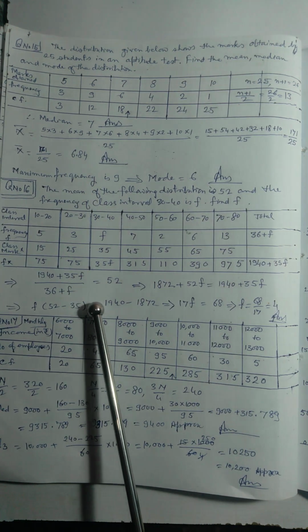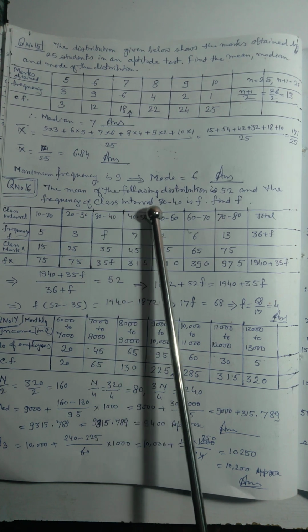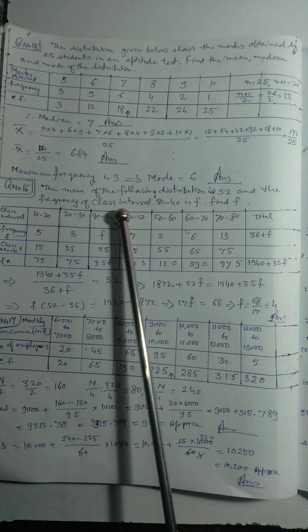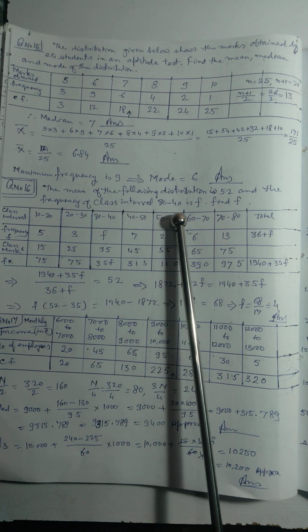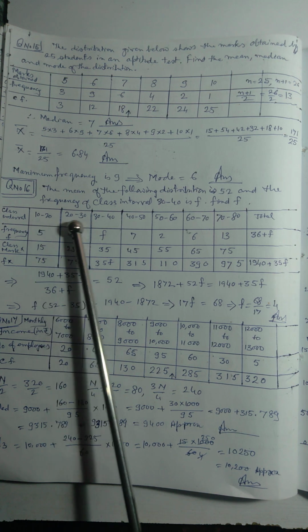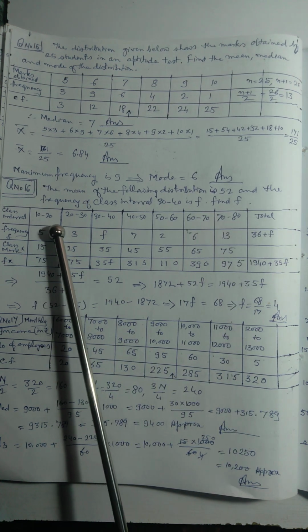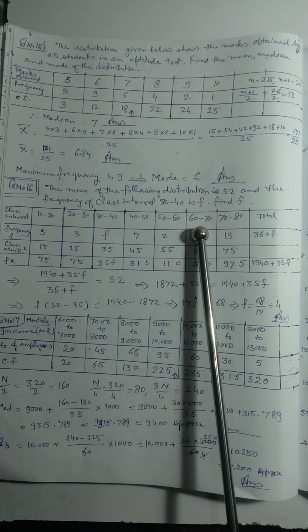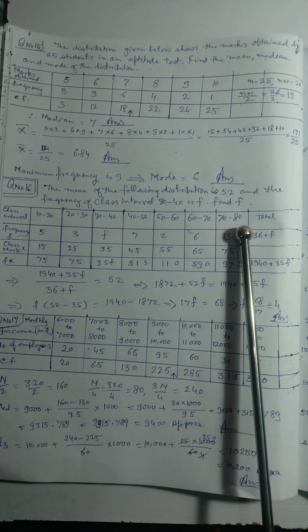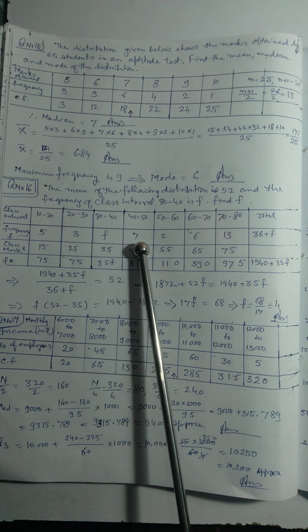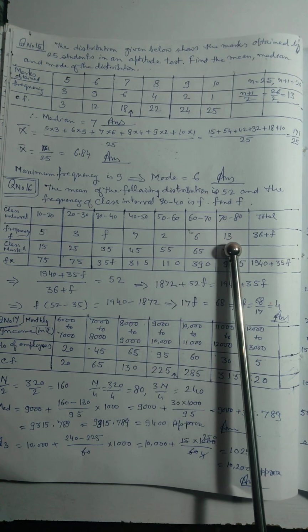Now come to the question number 16. The mean of the following distribution is 52 and the frequency of the class interval 30 to 40 is f. Find the value of f. अब देखिए क्लास इंटरवल दिया हुआ है इधर 10 to 20, 20 to 30, 30 to 40, 40 to 50, 50 to 60, 60 to 70, 70 to 80. Frequencies are 5, 3, f, 7, 2, 6, 13.